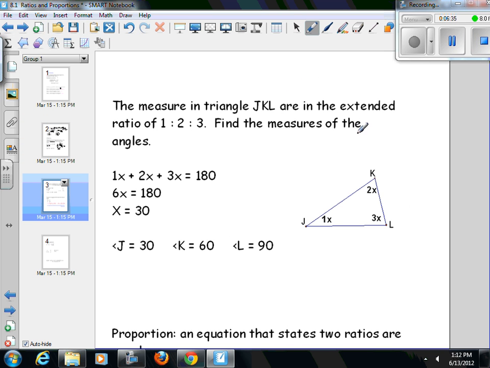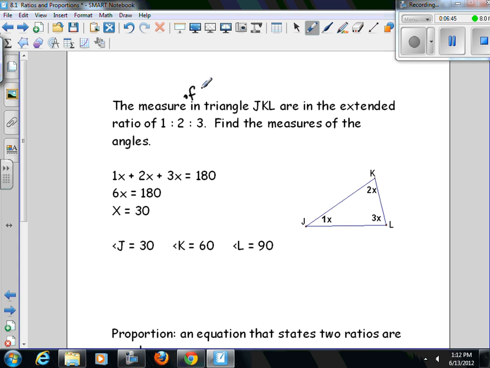The measures in triangle JKL are in the extended ratio of 1 to 2 to 3. Now, basically what we mean to say here is the measure of the angles. So let's just insert that here. The measure of the angles in triangle JKL are in the extended ratio 1 to 2 to 3. Find the measures of the angles.